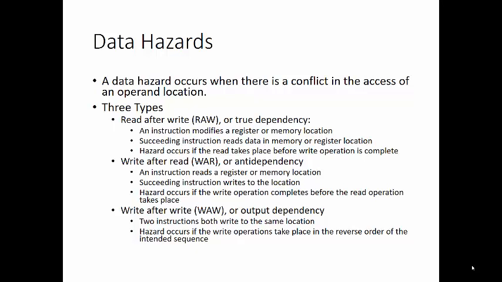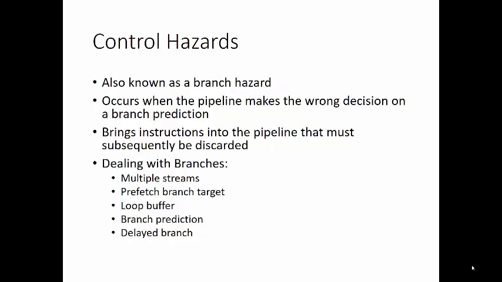So another type of hazard are control hazards. These are also known as branch hazards. These occur when the pipeline makes the wrong decision on branch prediction. It brings instructions into the pipeline that need to be subsequently discarded, and there are different ways of dealing with this. One is multiple streams, another is prefetch branch target, a third is loop buffer, fourth is branch prediction, which has a number of sub options to it as well, and then delayed branch. We'll look at multiple streams first.